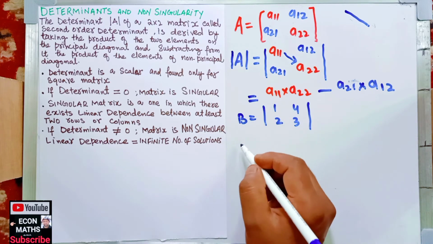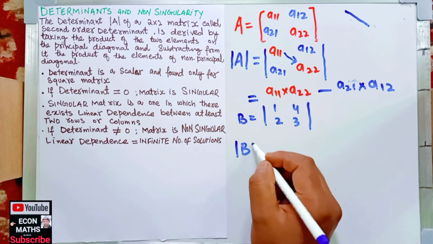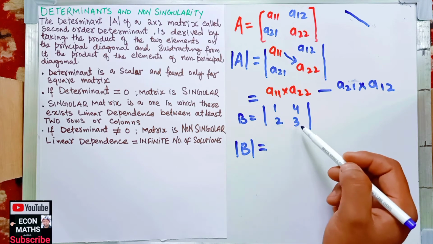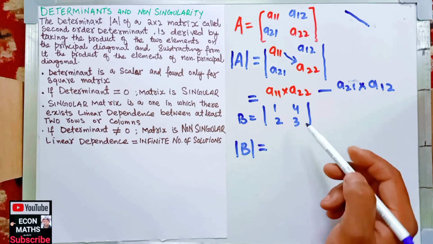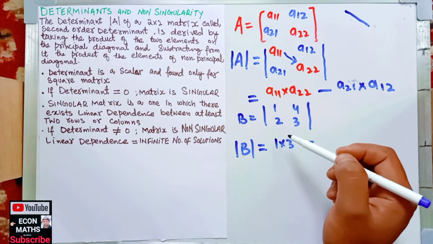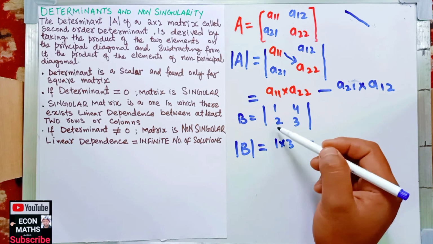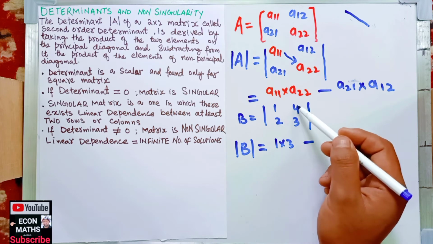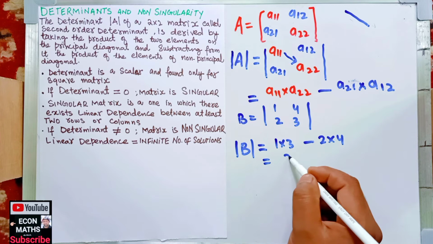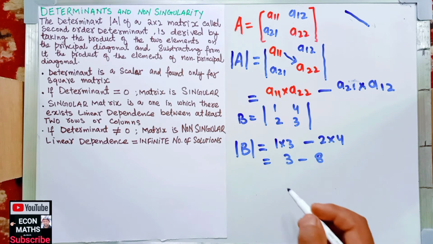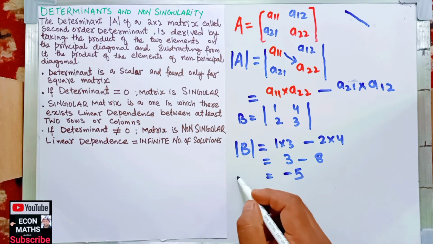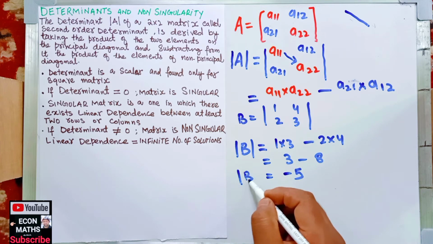Now the determinant of this B is equal to, I will multiply these two elements on the principal diagonal, that is 1 into 3, minus the product of these two elements on the non-principal diagonal, that is 2 into 4. So this will become 3 minus 8 and this is equal to minus 5. So the determinant here is of B.